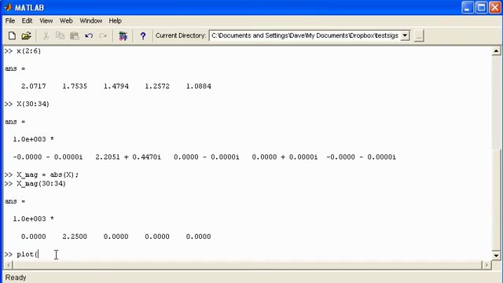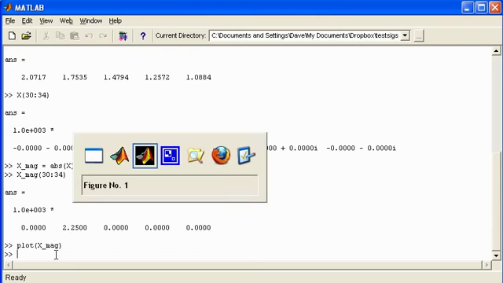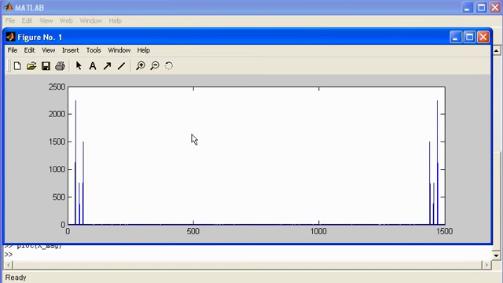So Xmag is my entire magnitude spectrum, and there is the magnitude spectrum. You can see that there's values of 0 up to 1500. These are the frequency bins. Now this range of values between 0 and 1500 will vary depending on the length of the signal. The time domain signal that I created had 1500 samples, and that's why I have 1500 bins as well.